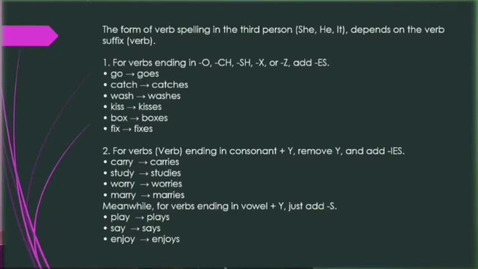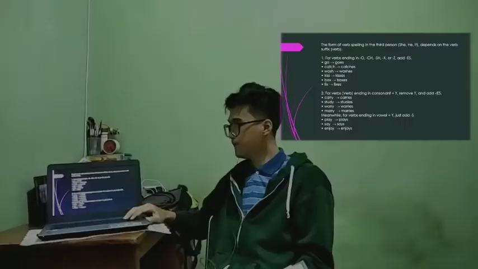Meanwhile, for verbs ending in vowel y, just add s. For the example play, you must add s, it must be plays. And say, you must add s, it must be says.